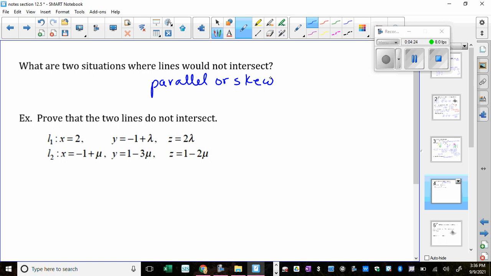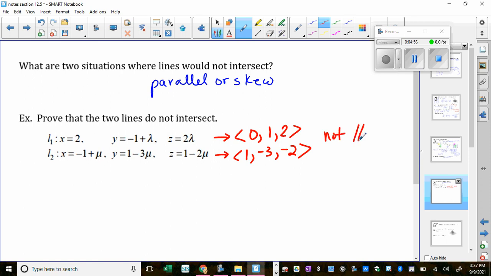So first of all, I go ahead and check the direction. Are they parallel? Well, this one is kind of different. This line right here, its direction vector: the x direction is 0, the y direction is 1, and the z direction is 2. And the direction vector down here is 1 in front of the u, negative 3, and negative 2. They're both in parametric form. So these are not multiples of each other, so they're not parallel.